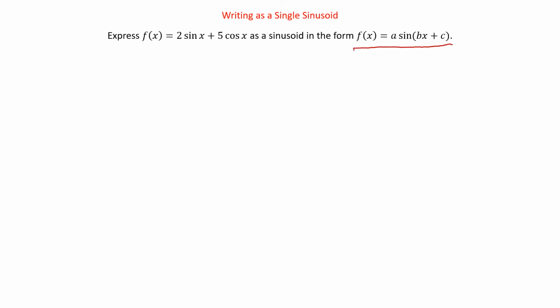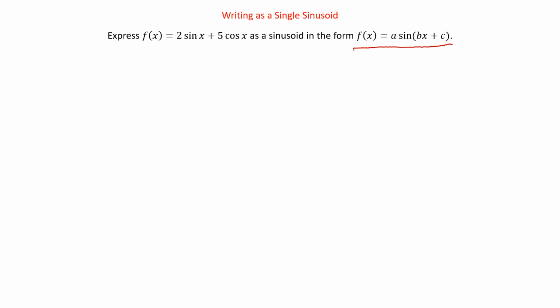And then writing as a single sinusoid. Last chapter, we were looking at the composition of functions, and sometimes we had two trig functions added together that made a sinusoid. Sometimes it didn't. And sinusoids are the ones that can be written just as a sine function. So we can actually do that now.